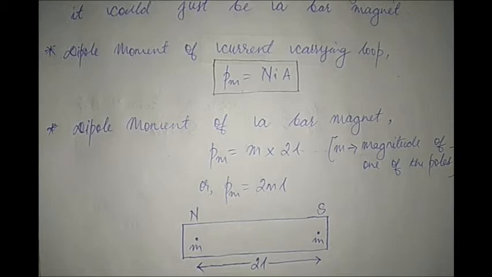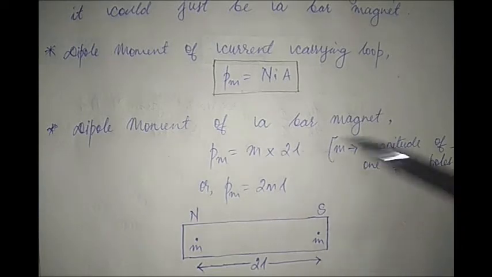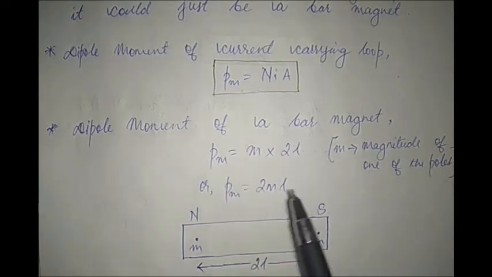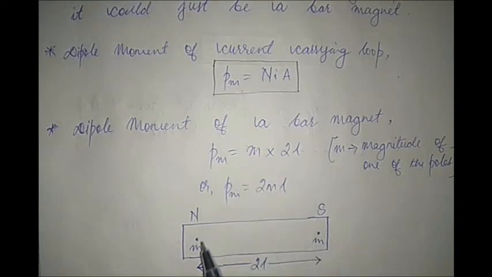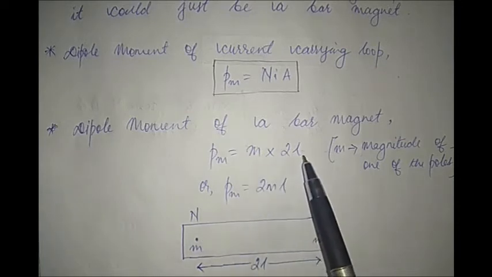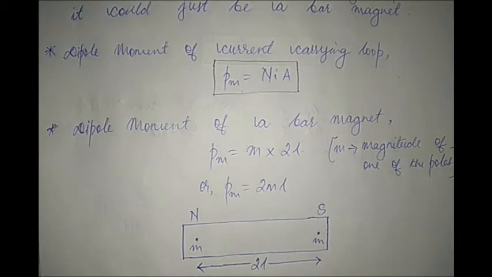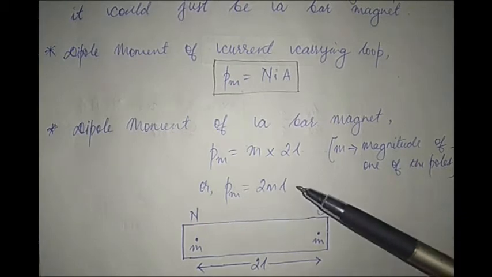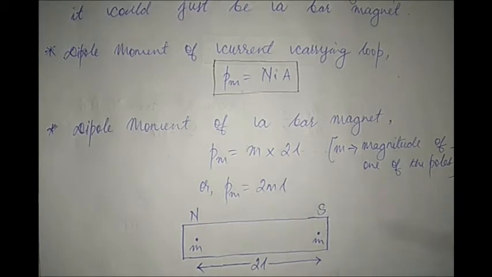Whereas if we are talking about the dipole moment of a bar magnet, which is like this, so this is the North Pole, this is the South Pole, and both the poles have the same magnitude, M. So the dipole moment of a bar magnet, like an electric dipole, is the product of one of the poles and the separation between them. And magnetic dipole moment is a vector quantity. It is always directed from the South Pole to the North Pole, remember that.